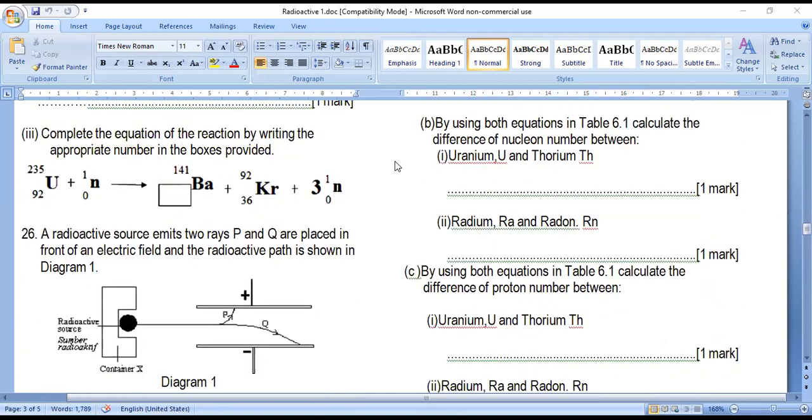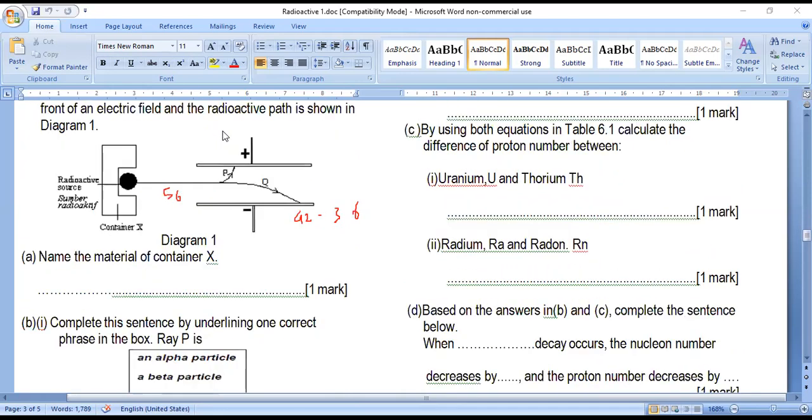Then complete the equation of the reaction by writing the appropriate number in the box provided. So they ask you to balance. So 235, 92. Okay, the top one is balanced, bottom only. So it will be 92 minus 36. So 56. Okay, 56.